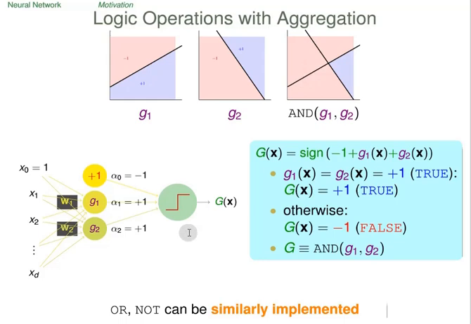Also note that we can combine different simple perceptrons to try to implement OR and NOT Boolean functions, right? I leave it as an exercise to you, trying to find different alphas here using the same structure, and try to implement OR and NOT.